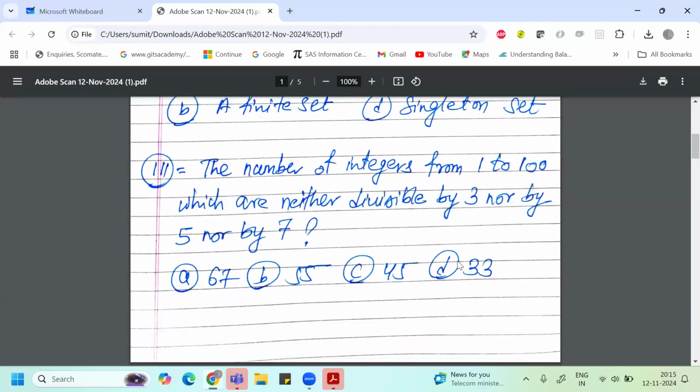Now question number 3: the number of integers from 1 to 100 which are neither divisible by 3, nor by 5, nor by 7. Question number 3 is very common. This kind of question comes in exams like CAT or CLAT. If you write exams on law also, I don't know how many of you are interested in law, then you have to write CLAT. So CLAT or ILET, any kind of exam, there also this question is very common. It comes in many exams like that.